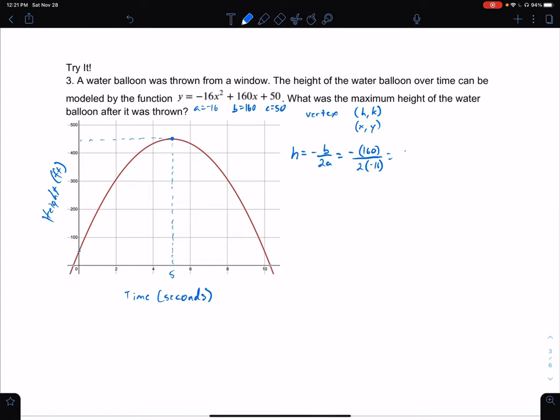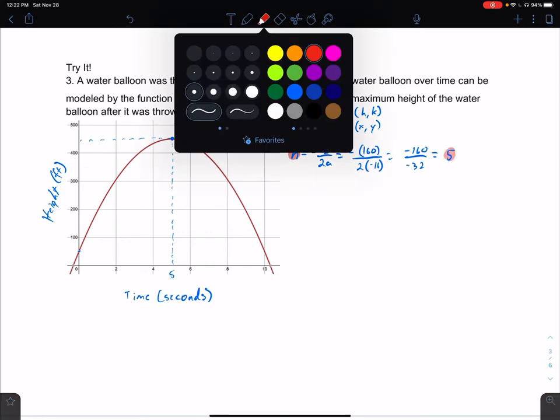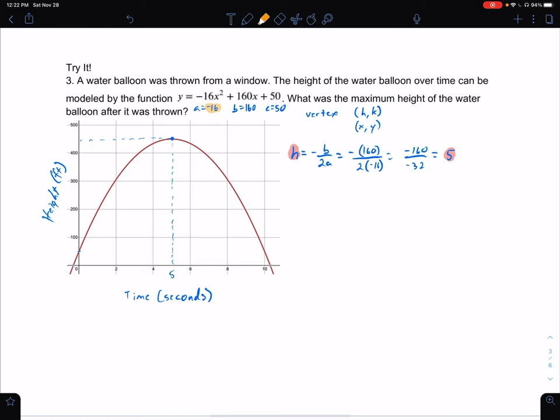So let's simplify this. Negative 160 over negative 32. And then when we divide out, we do get 5. So our h value is 5. Let me color coordinate a couple other things. So h, we use that, let's use this. b was 160.